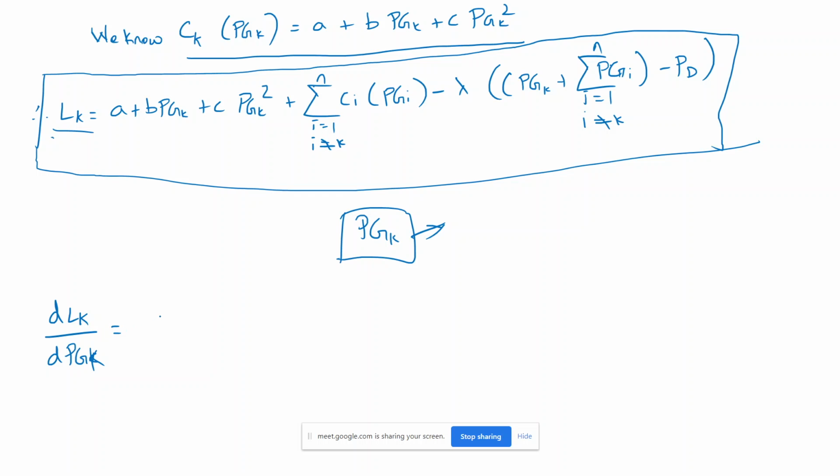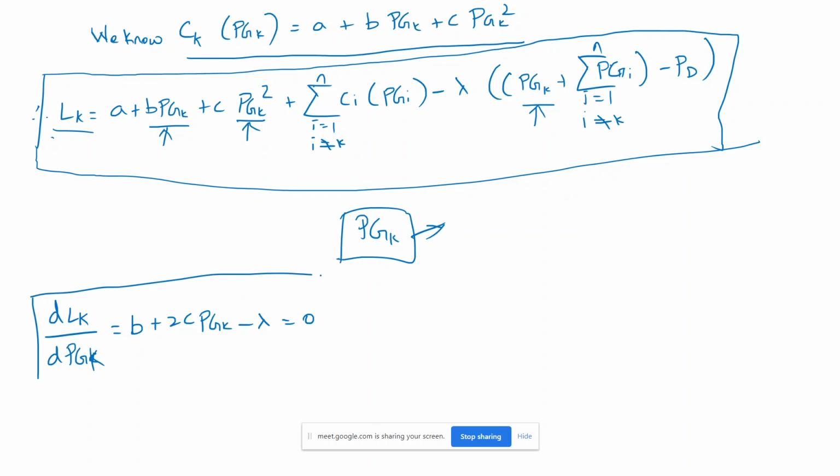pgk is equal to, wherever I am getting the pgk, that element only will come. So here one pgk is there, and here one pgk is there, and the remaining thing is not. If I differentiate, this is the constant, so I will get only b, because this is only one element here. So b, and if I differentiate this, I will get plus 2c pgk, and this is the constant, so I will get only 1. So I will put minus lambda is equal to 0.